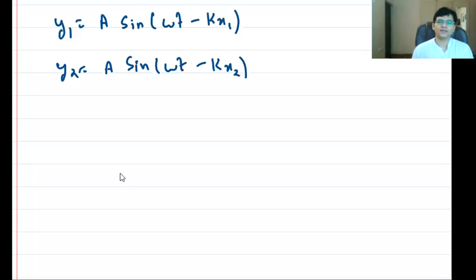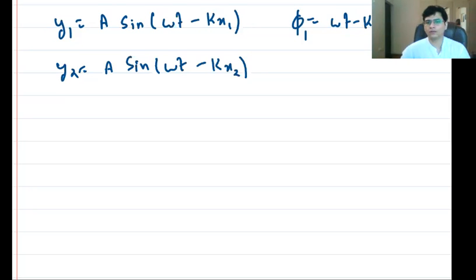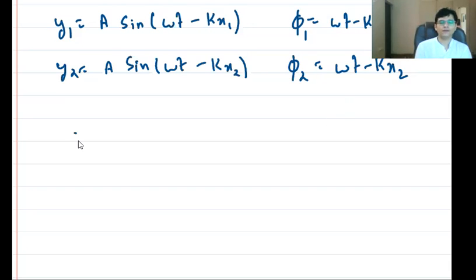So my point is, what is phase difference? What is phi 1 here? This whole term is the phase. Phi 1 is omega t minus k x1, yes or no? And phi 2 is omega t minus k x2, yes or no?